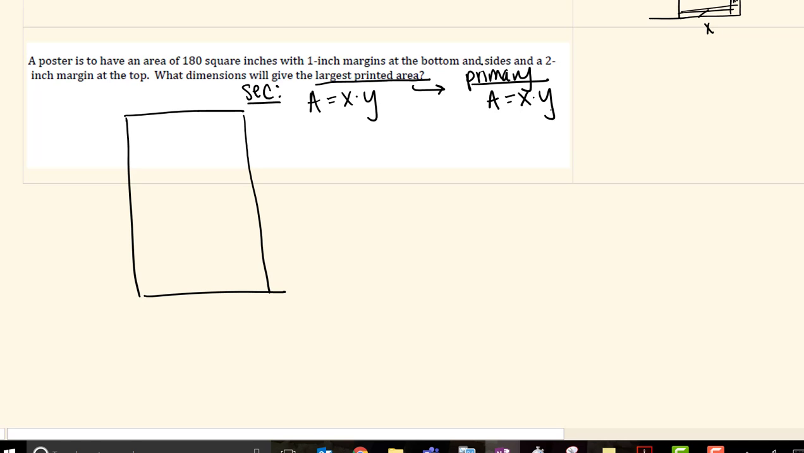I also know that we have some strange margins going on, right? So here would be my X and here would be my Y. We have 1 inch margins at the bottom and the sides. So this right here is 1 inch. This right here is 1 inch. And then we also have a 2-inch margin on top.